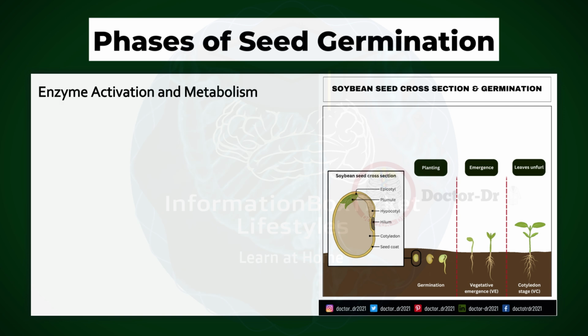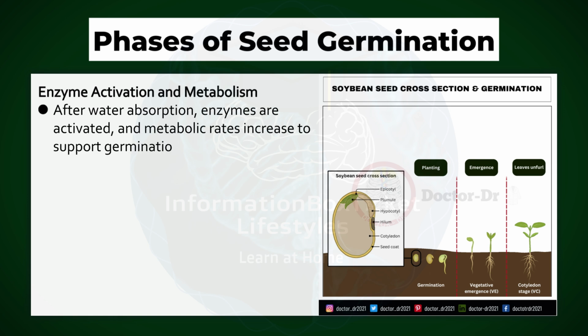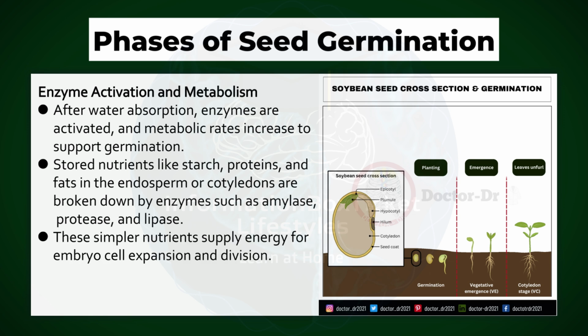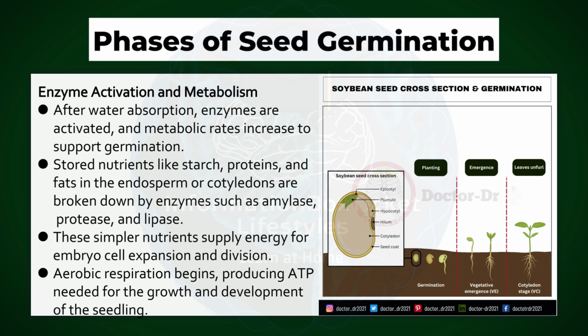Enzyme activation and metabolism. After water absorption, enzymes are activated and metabolic rates increase to support germination. Stored nutrients like starch, proteins, and fats in the endosperm or cotyledons are broken down by enzymes such as amylase, protease, and lipase. These simpler nutrients supply energy for embryo cell expansion and division. Aerobic respiration begins, producing ATP needed for the growth and development of the seedling.